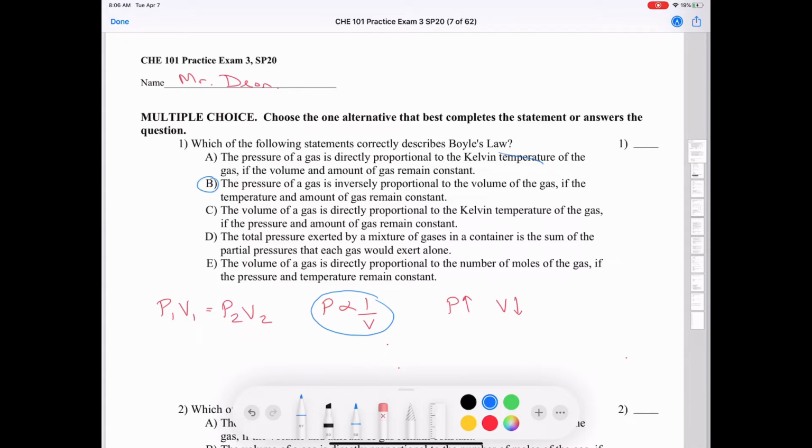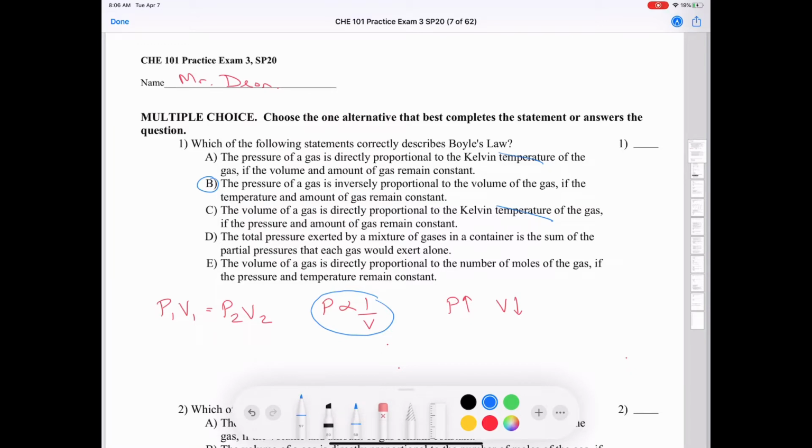The volume of a gas is directly proportional to the Kelvin temperature. Again, Boyle's law has nothing to do with Kelvin temperature. D, the total pressure exerted by a mixture of gases in a container is a sum of the partial pressures. That's Dalton's law, so that can't be it. And the last one, the volume of a gas is directly proportional to the number of moles of gas if the pressure and temperature remain constant. So that's Avogadro's law. So B is the correct answer.